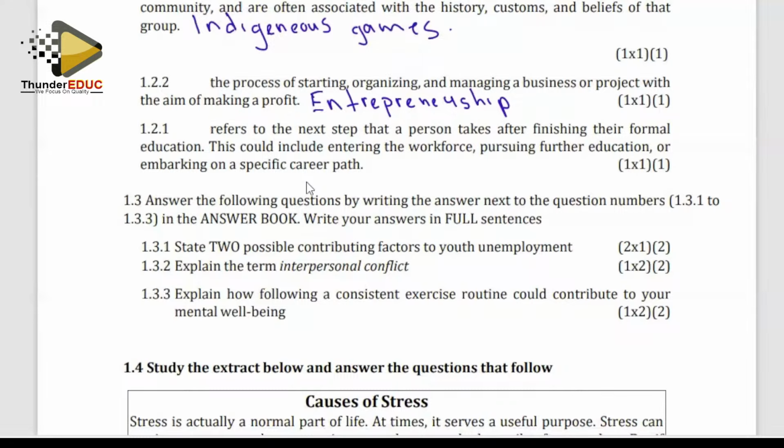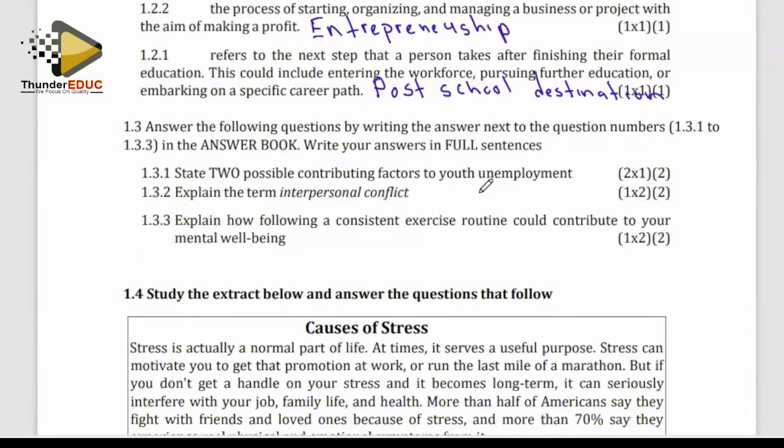So usually this is known as the post-school destination. So there are various post-school destinations. You find that others might end up in training, others might end up in tertiary education, others might end up doing apprenticeship, and others might end up going into entrepreneurship or going into the workforce. That is known as the post-school destination, where you find yourself after the formal education or after grade 12 or any other stage which you ended.